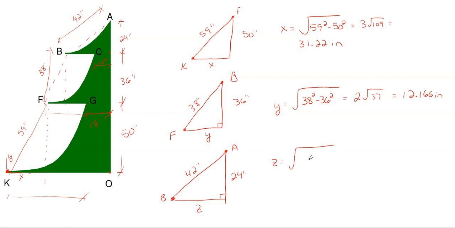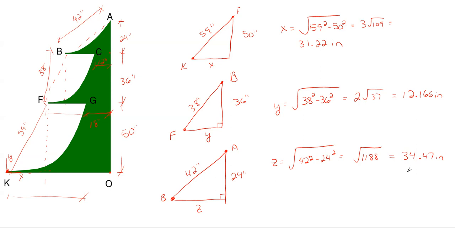So once again, repeat the Pythagorean theorem. We would have 42 inches squared, subtracting off 24 inches squared. And this gives me the square root of 1,188, which is equal to 34.47 inches.